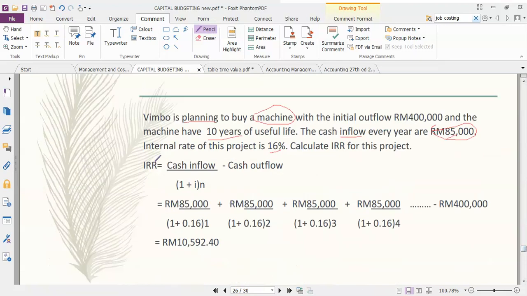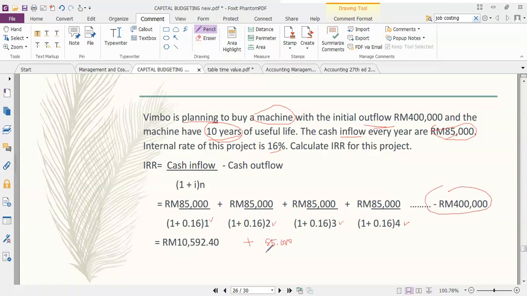Okay, so you kena calculate macam ni. Cash inflow bahagi dengan 1 tambah I to the power n, tolak dengan last kali cash outflow. So disebabkan dia ada 10 years, so you kena buat 10 kali. Okay, ni satu kali kan. Tahun yang pertama, tahun kedua, tahun ketiga, tahun keempat. Lepas tu, sebelum you tolakkan dengan 400,000 yang initial outflow ni, you kena buat lagi. Ni baru 4, tambah lagi.